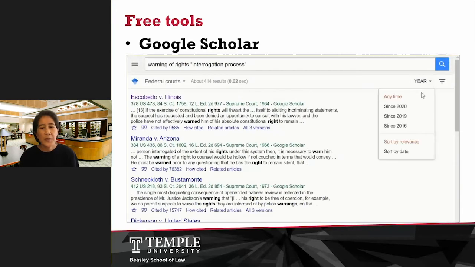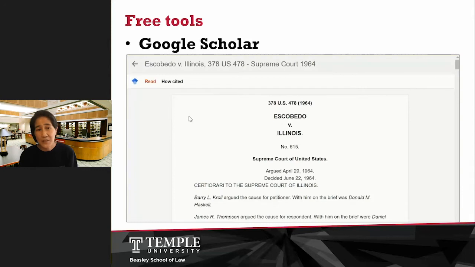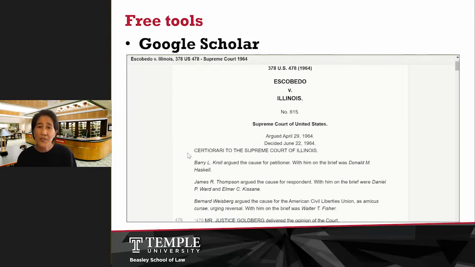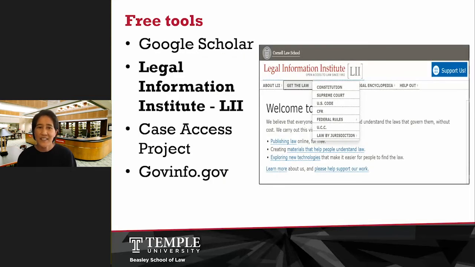Note that Google Scholar provides you a cited by count to let you know how many other decisions have mentioned this case, but there's no information regarding whether it's treated positively or negatively. Clicking into the case provides the full text, but no extras like headnotes that would help you know what points of law are involved. Another site for case law is the Legal Information Institute, or LII.